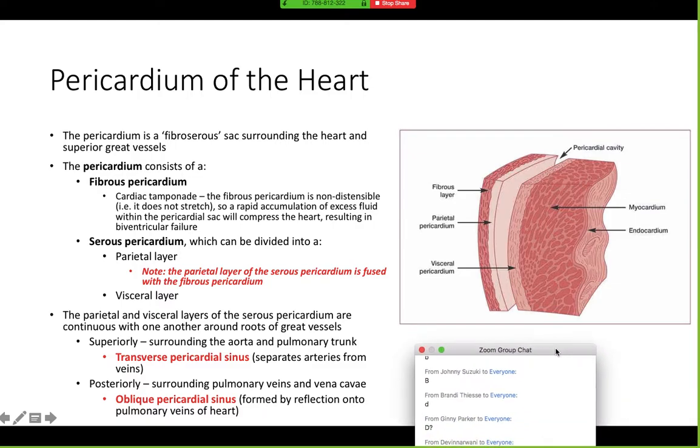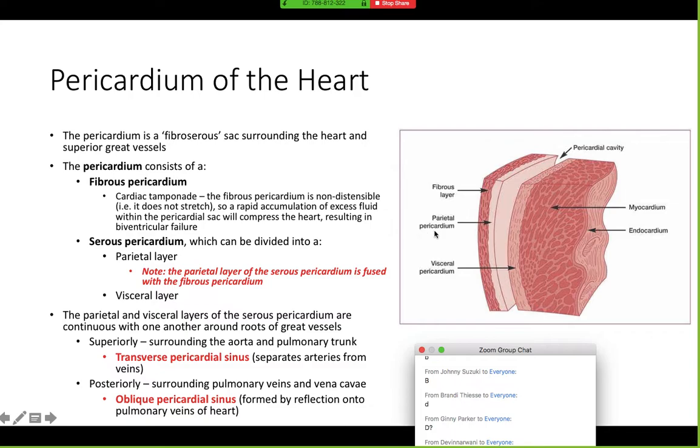So the pericardium of the heart, we have a fibrous pericardium and a serous pericardium. The serous pericardium can be divided into a parietal layer and a visceral layer. And you could see the parietal layer here and the visceral layer here.